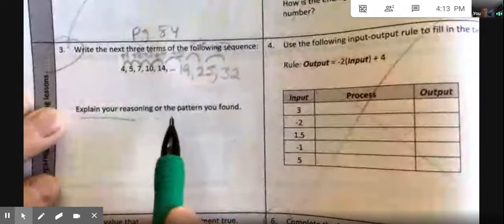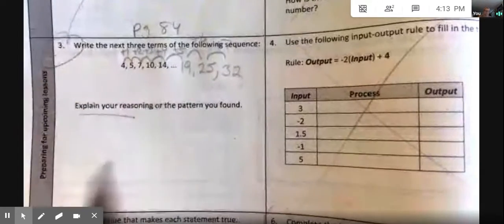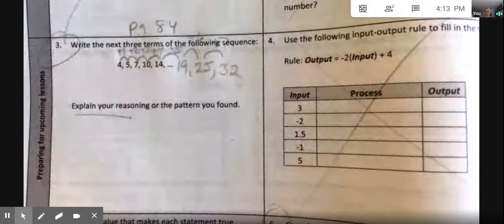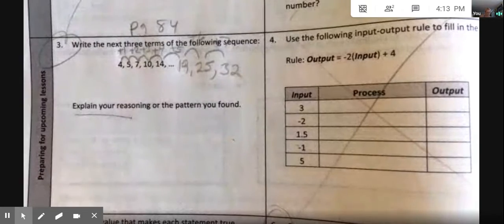Explain your reasoning or the pattern you found. So write something about how you keep adding one more onto each term, or you keep increasing what you add on to each term.